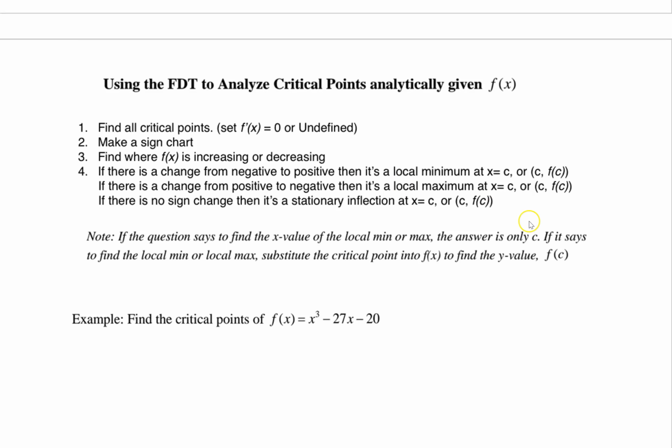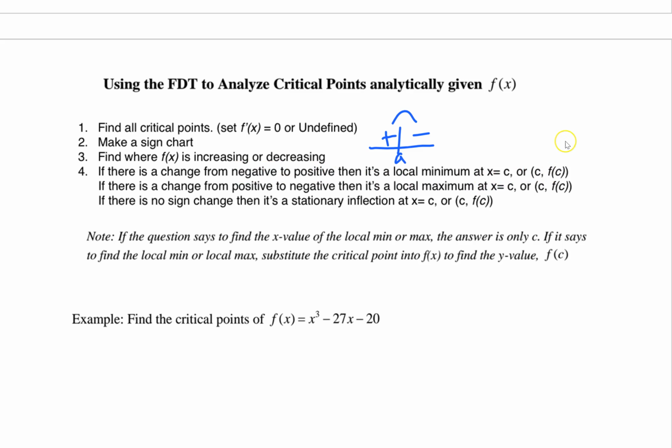Step 1: find all the critical points. Set the derivative equal to 0 and find where it's undefined, to find both of them. Then we're going to make a sign chart, and in our sign chart we'll use test points. We're going to find out where it's increasing and decreasing. If it's plus to minus, that's a max. Like we talked about earlier, if it goes from negative to positive, it's a local min.